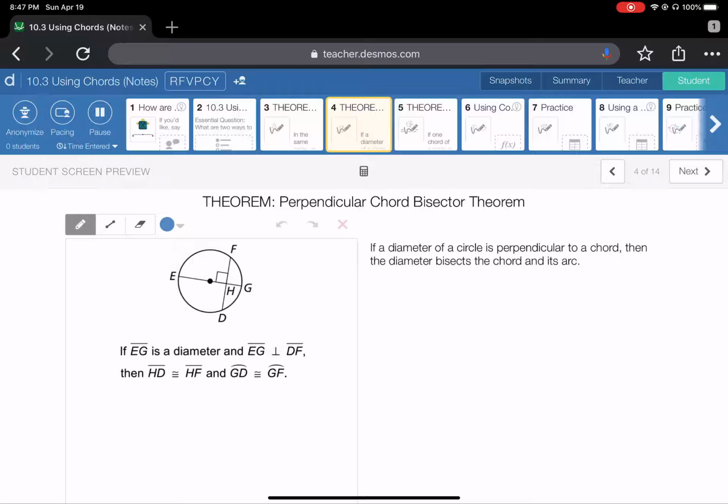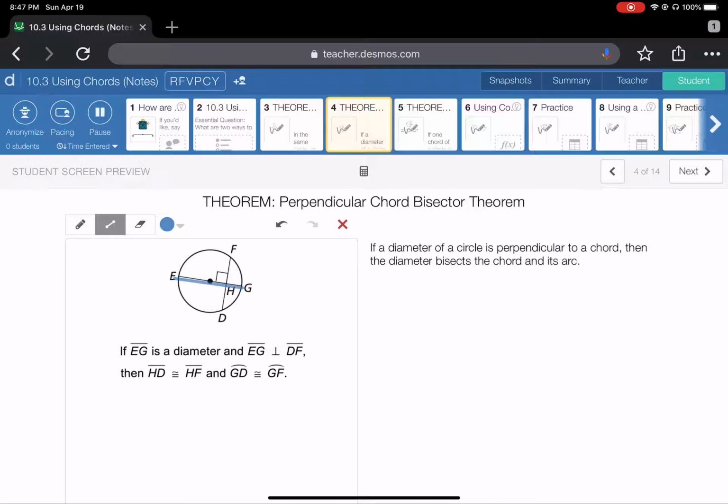Next we have another theorem, the perpendicular chord bisector theorem. If we have a diameter of a circle that is perpendicular to a chord, then the diameter bisects the chord and its arc. What that is saying is that if I have this diameter, let me do a straight line, EG, that's our diameter because it's a chord and it goes through the center.